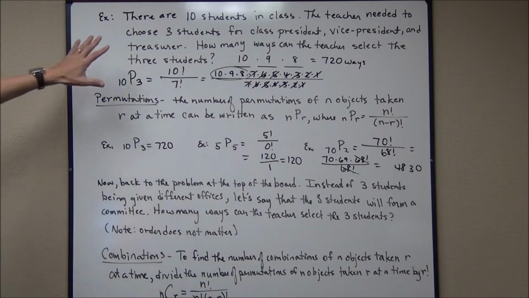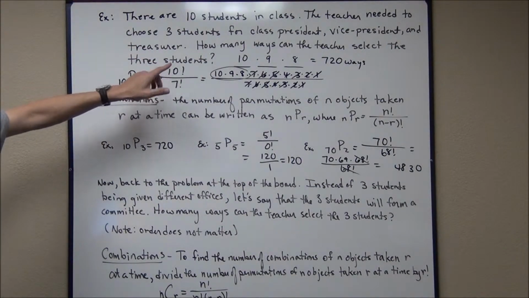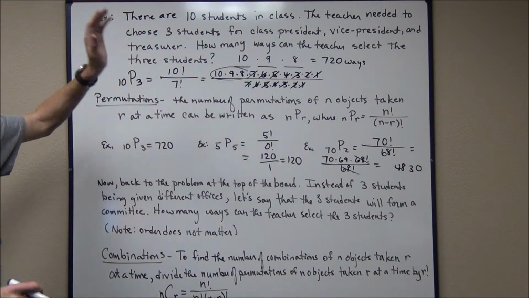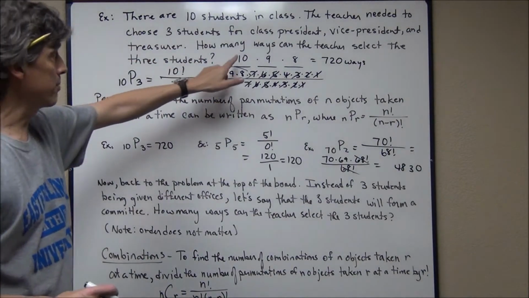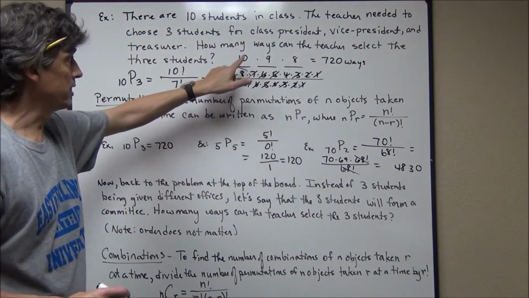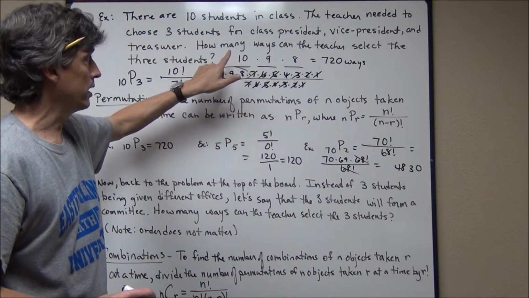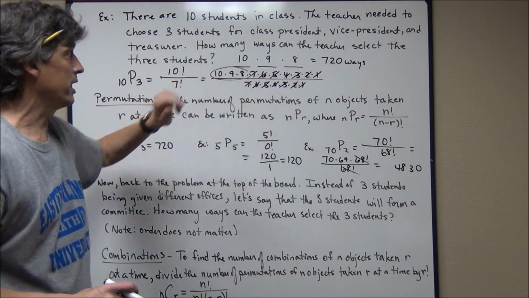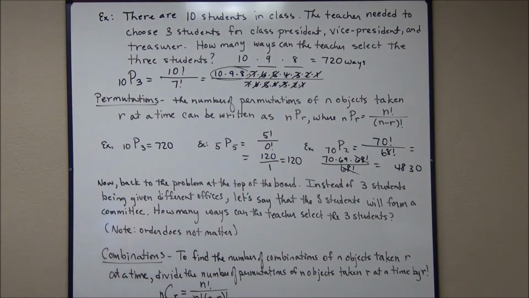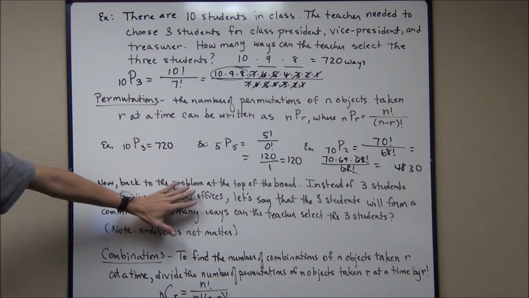Now, this works very nicely, because order mattered. The 3 students that I picked, if I pick Manny, Mo, and Jack, president, vice president, secretary, that's different than if I went Jack, Manny, Mo, because Jack's now the president. So order matters there.